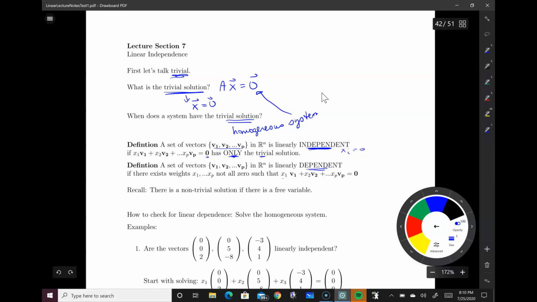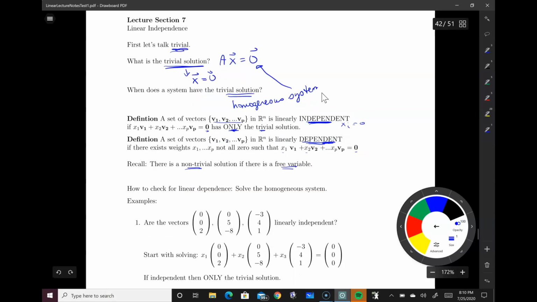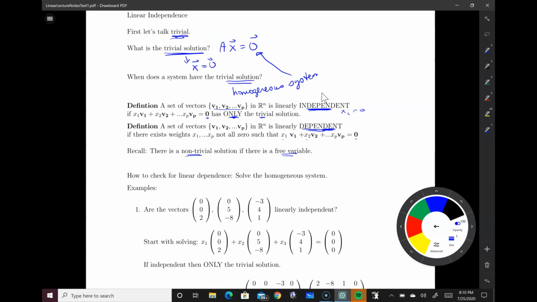It's called dependent if not all of the weights are 0. So if I could have one of them to be 2 and one of them to be 4, and I could get to the 0 vector, there's a relationship, so we say they're dependent. So remember, there is a non-trivial solution if there is a free variable. And that's what we're looking at to see if it has a trivial or a non-trivial solution.